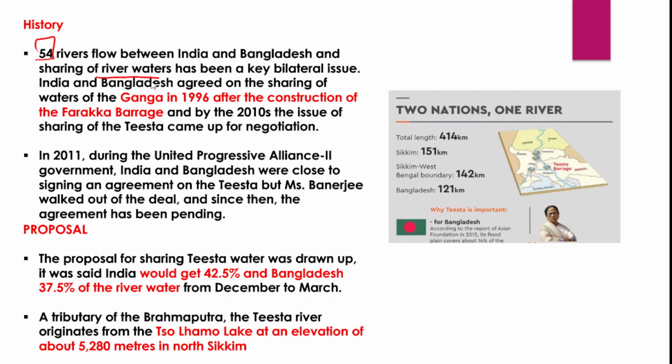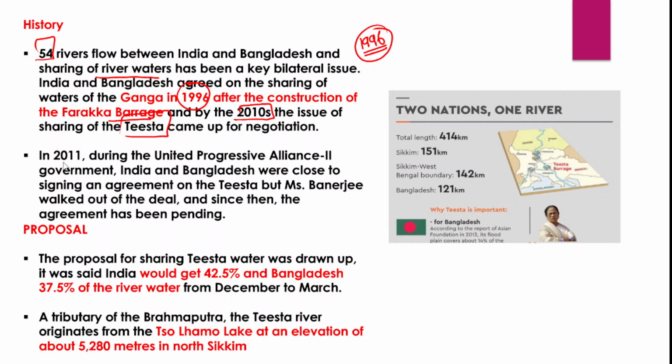Remember that the Ganga river also flows from the Indian side to Bangladesh. Therefore both India and Bangladesh agreed to share the Ganga river in the year 1996, after the construction of the Farakka barrage in West Bengal on the Indian side over river Ganga. And by 2010 the issue of sharing Teesta again came to limelight, right? So on similar lines of the Ganga water sharing agreement between both these countries, Bangladesh is very often asking India to sign this Teesta water sharing treaty.